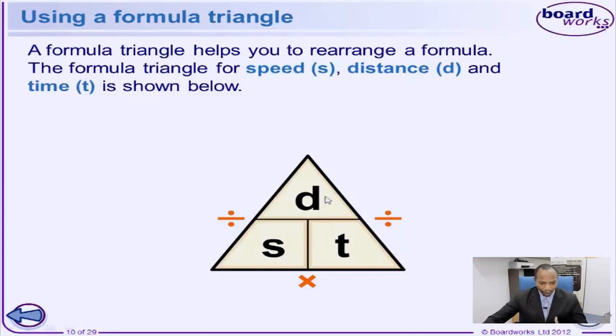Distance will therefore be speed multiplied by time. So distance from this triangle formula is speed multiplied by time. What if we ask you to calculate time? We give you the distance and we give you the speed. In this case, it will be distance divided by speed. If you're looking for time, it is distance divided by speed.